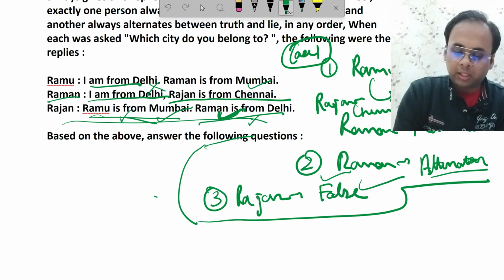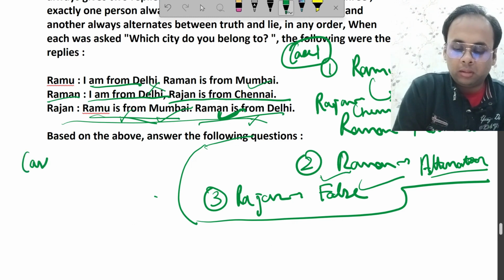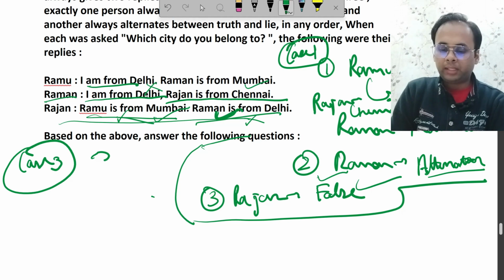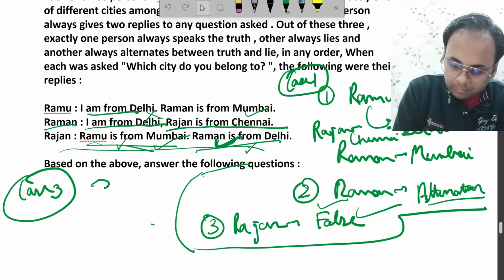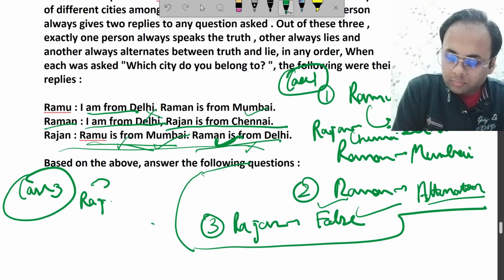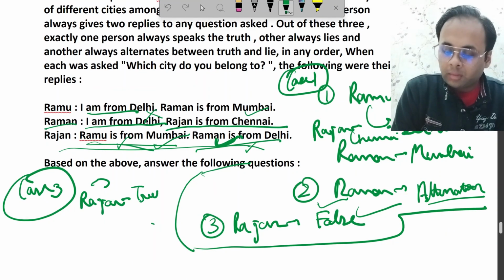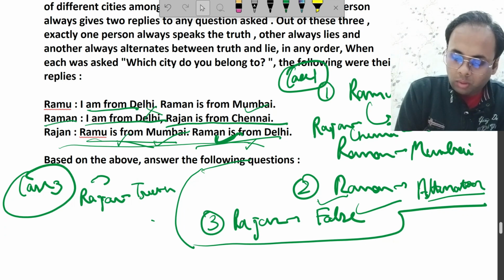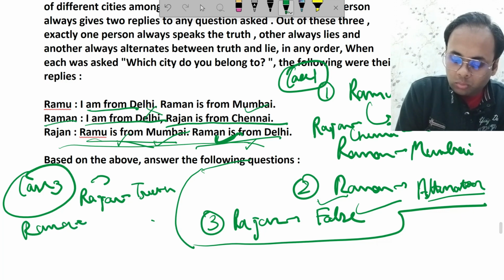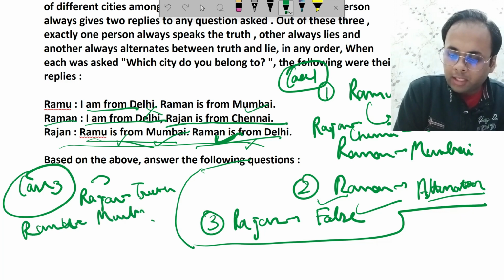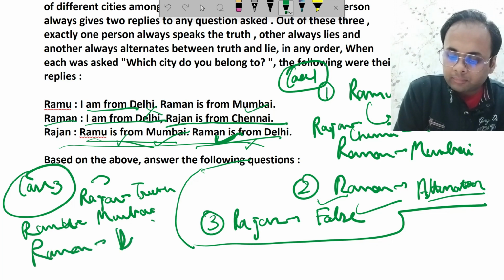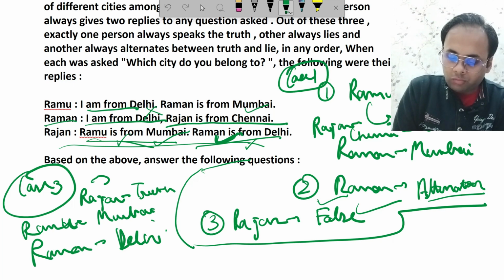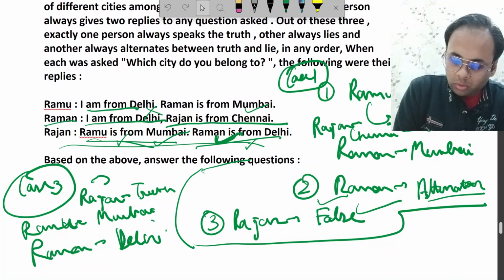Now I have to consider the third case, because case 2 is not possible. The third case is that, let me say that Rajan is the truth teller here. Rajan speaks the truth. So as per Rajan, Ramu is from Mumbai. As per him, Raman is from Delhi. And as per him, obviously then Rajan should be from Chennai.